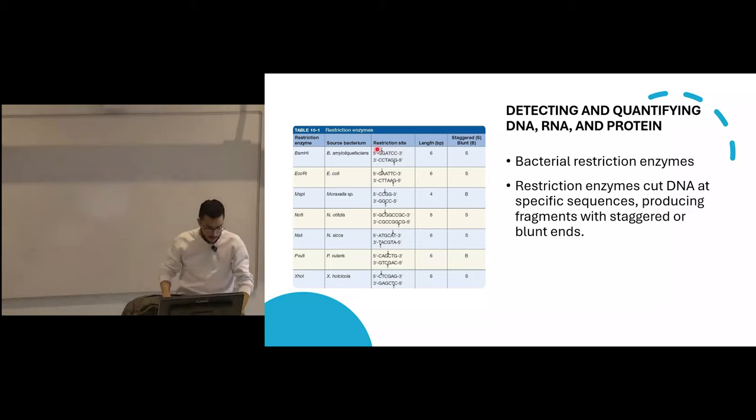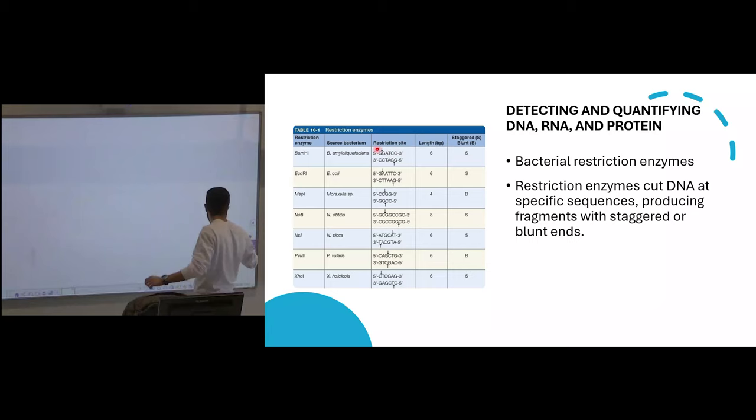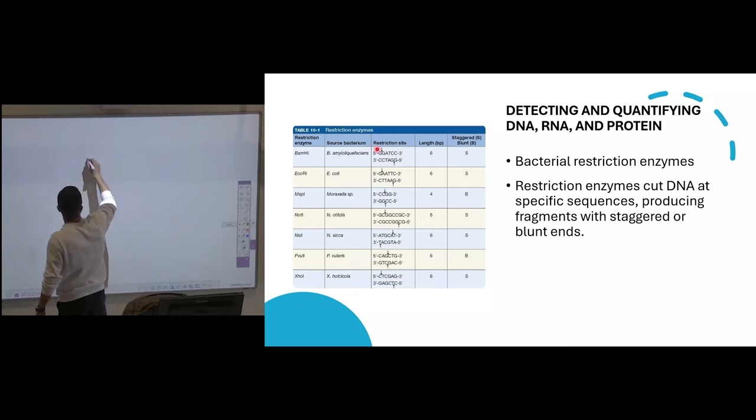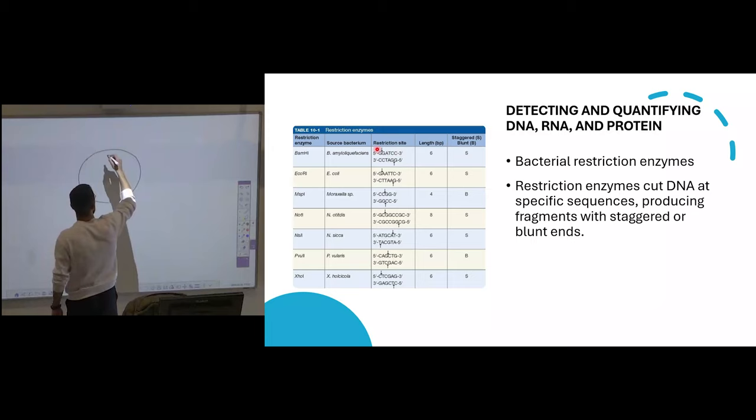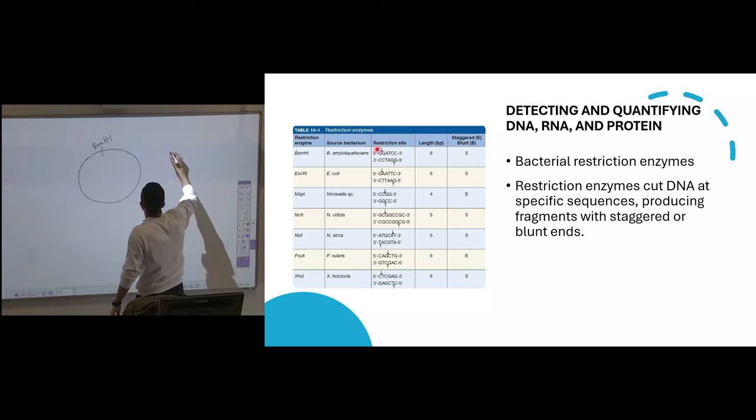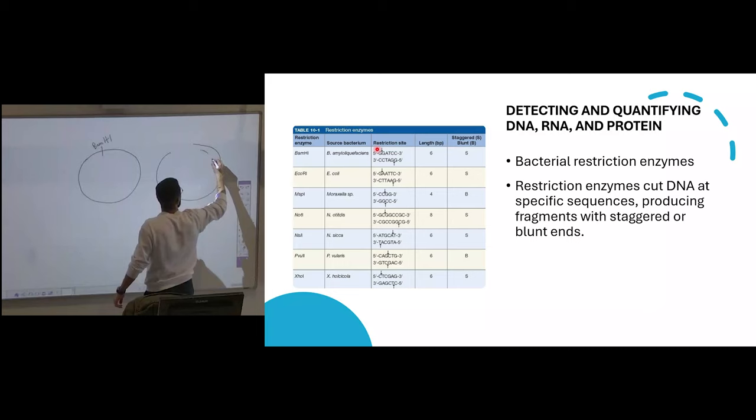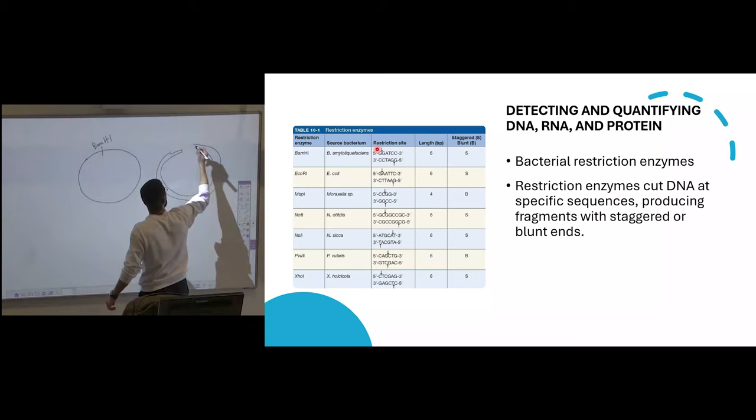Joe, what's your question? Or remember it, okay? So let's say, for example, you have your plasmid like this. And then there is only one cut site for BamHI, which is right here. So you cut there. So let's do it. So what this does is that it will create something like this, right? Okay, so this is your staggered end.